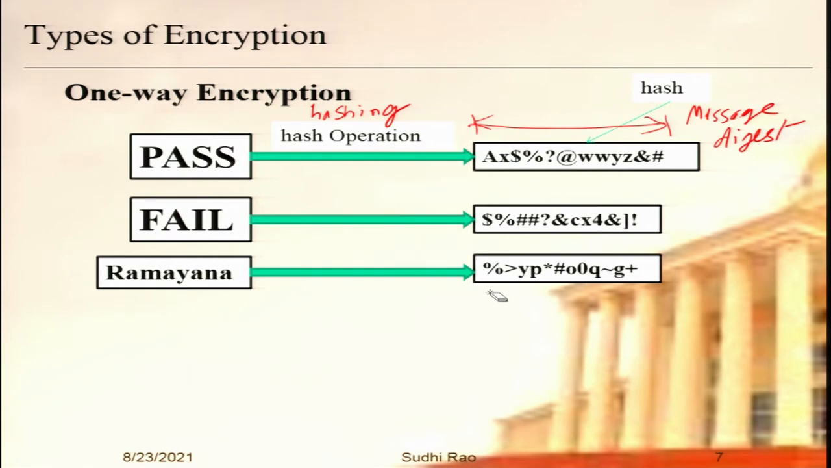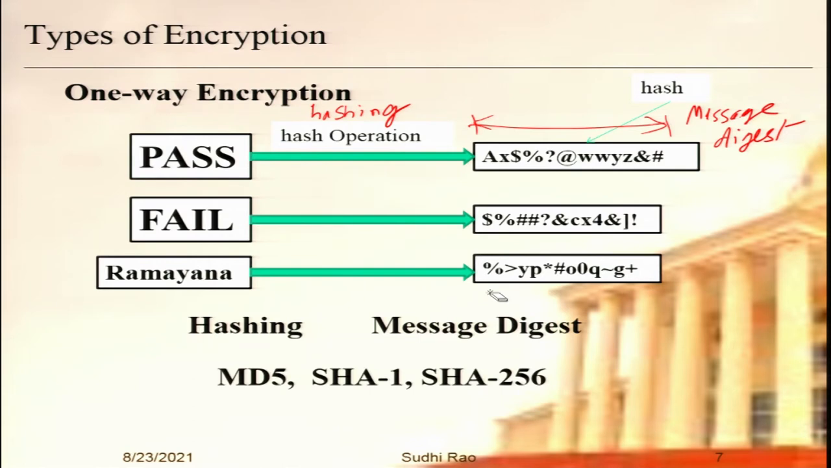Even if I have access to all of these, and even if I know what algorithm is used, I will not be able to recover the original text. So you may wonder, where is this used? Where is this useful? I cannot recover that original text. So what is the use of this? These are some of the algorithms, let me come back to that later. So, where is this useful?